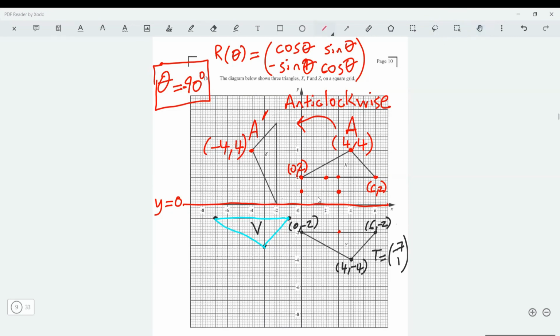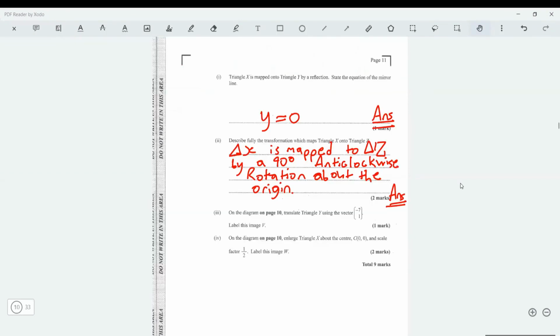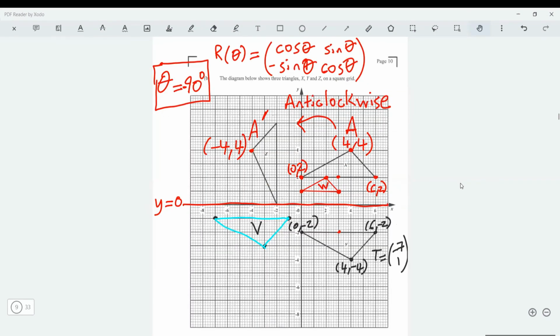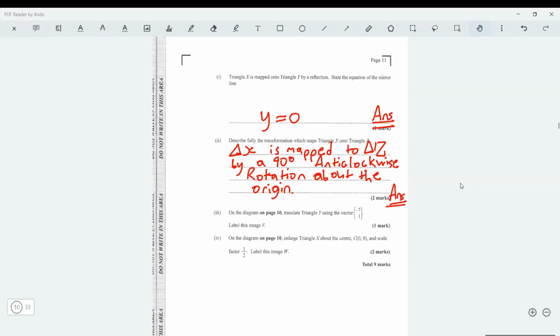I'm going to use the actual arrows this time. This is our triangle. And this triangle right here is just what they said to call it. I believe they said to call it W. So label it as W. And this triangle is an enlarged triangle X with a scale factor of 1/2. And that's it. So V, this is V right here. W, this is W right here. And that's it. That's 9 marks. Nice.